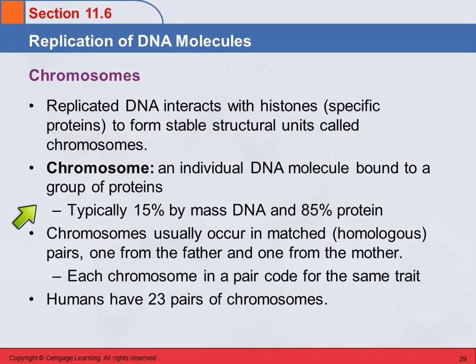These chromosomes usually occur in matched pairs, one from the father and one from the mother. And so they're called homologous pairs. And each chromosome in that pair code for the same trait.